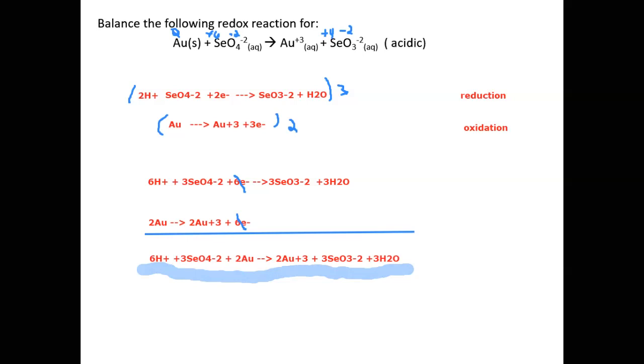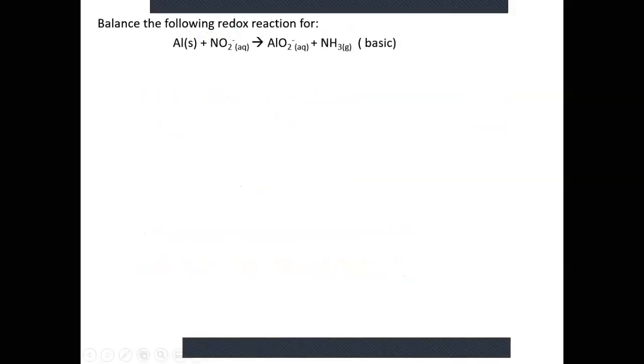So these were in acidic solutions. Now we're going to look at 2 examples in basic solutions. Same thing, we're just going to add 1 step at the end. So here we have aluminum plus nitrite gives us AlO2 minus and ammonia. This is in a basic solution.